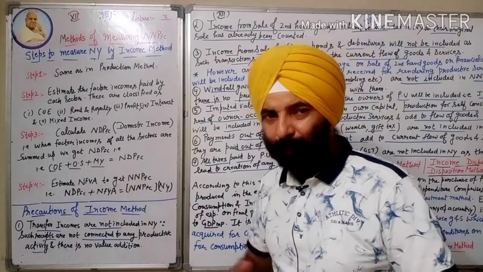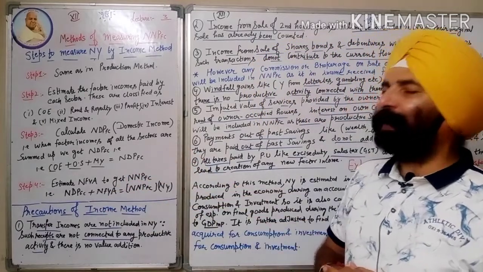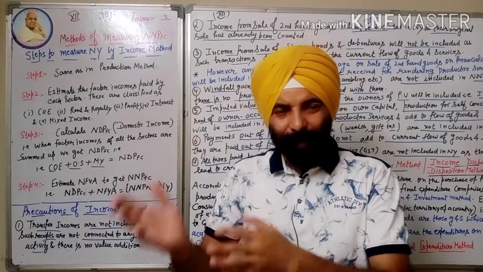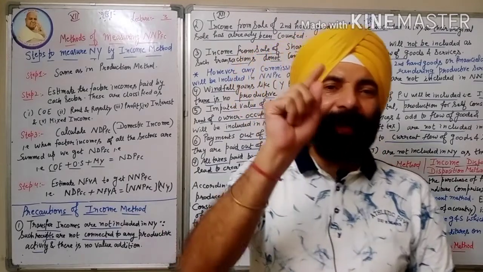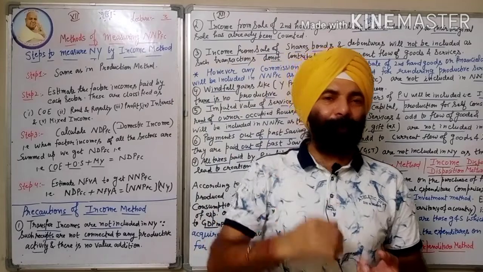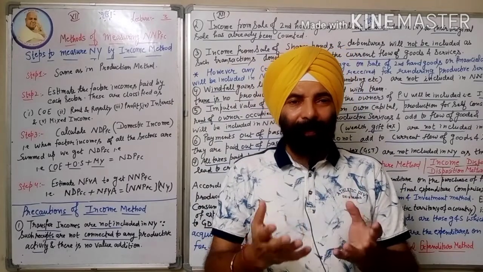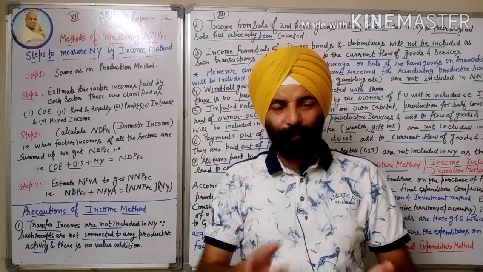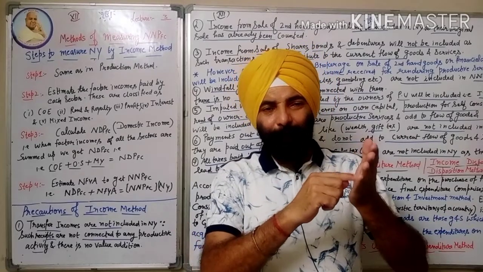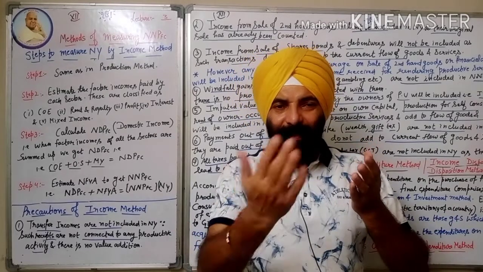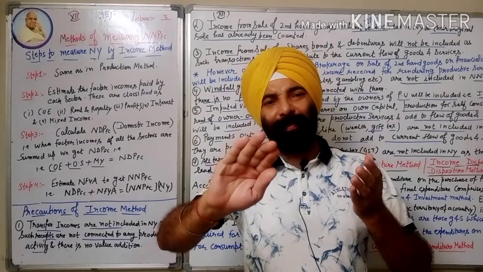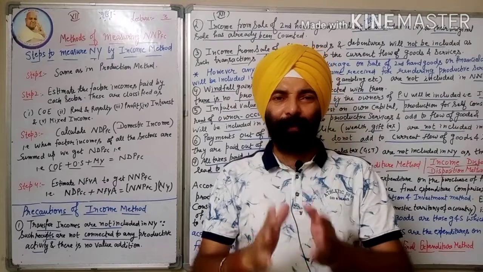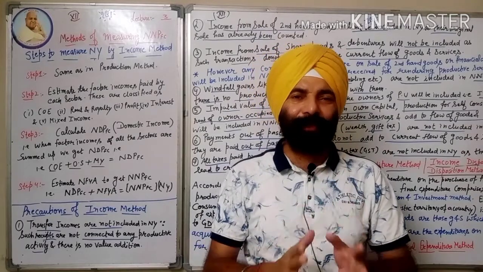देन स्टेप नंबर 4, एस्टिमेट द नेट फैक्टर इनकम फ्रॉम अब्रॉड. अब तो पता चल चुका है कि डोमेस्टिक टू नेशनल पर हमने पहुंचना है, तो क्या करेंगे? वी विल ऐड नेट फैक्टर इनकम फ्रॉम अब्रॉड. किस किस से बना है? फैक्टर इनकम रिसीव्ड बाय द रेजिडेंट्स फ्रॉम अब्रॉड माइनस फैक्टर इनकम पेड टू द नॉन रेजिडेंट्स. तो ब्रैकेट ओपन करेंगे, क्या हो जाएगा? NDPFC प्लस फैक्टर इनकम रिसीव्ड बाय द रेजिडेंट्स फ्रॉम अब्रॉड माइनस factor income paid to the non-residents is equal to net national product at factor cost, also called national income.